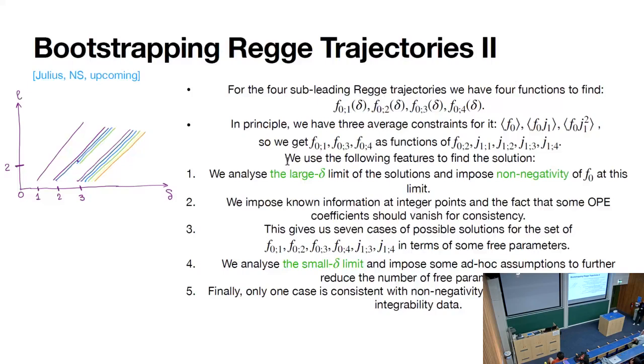it's very powerful to use the large delta limit and to see the positivity condition in this limit, because if we impose non-negativity of F0, we can actually restrict some of the coefficients. And then we also impose some other conditions, like vanishing OPE coefficients at the states of a trajectory which starts not at the first level. And then we use some other intuition like the small delta limit, and also we have some integrability data to check whatever we get as a sanity check.